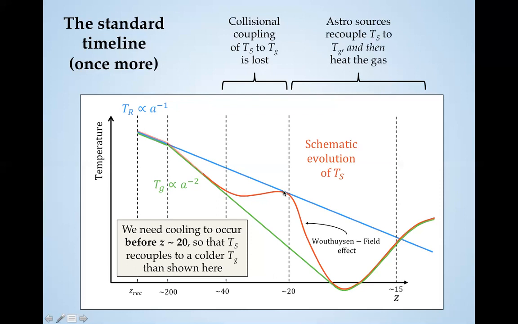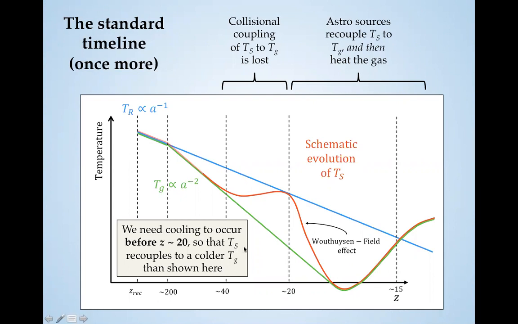So actually in the earlier timeline I showed, there were 2 dips. This is the first dip, which has not yet been observed by any experiments. EDGES observes just this second dip, which is caused, as I was saying earlier, by astrophysical sources turning on and emitting Lyman alpha photons that then recouple T sub s to the gas temperature through the Wouthuysen-Field effect.